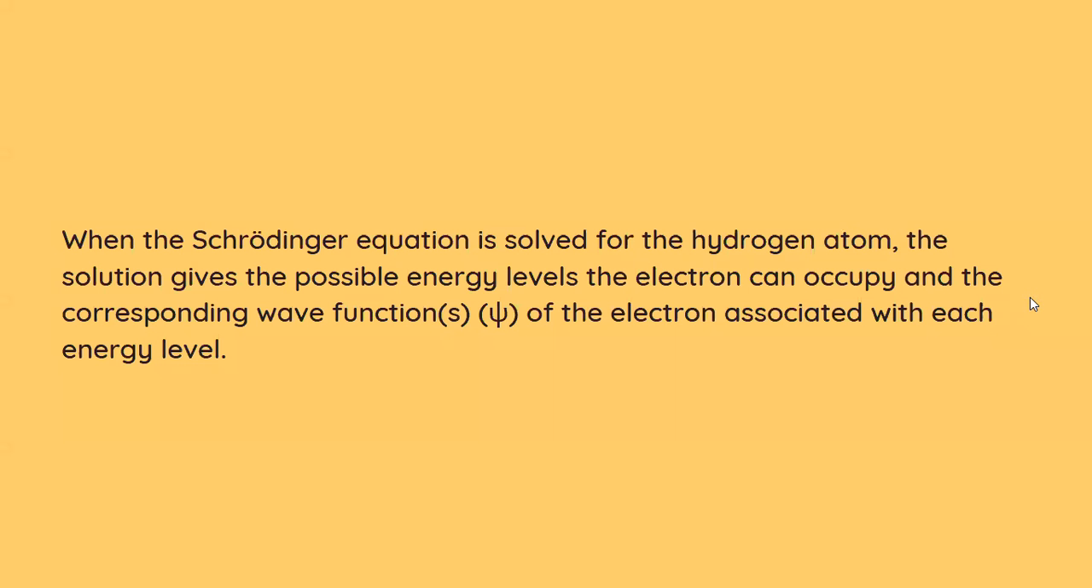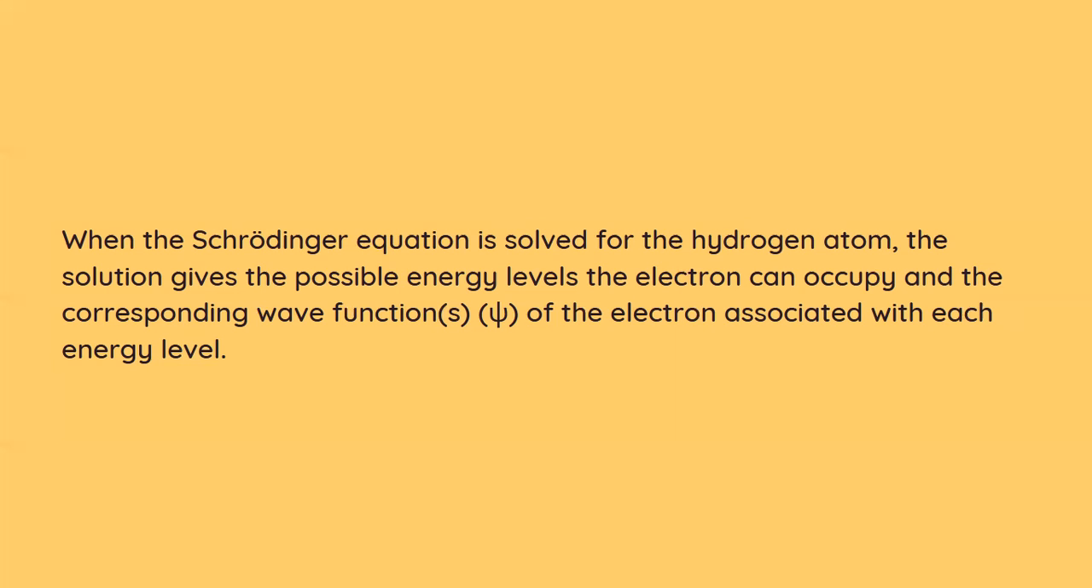So when Schrödinger's equation was solved for the hydrogen atom, it gave us the information about the various energy levels that the electron can occupy. This particular value was called an eigenvalue. So these values of energy, E, were called eigenvalues, whereas the corresponding wave functions, that is psi, the energy is not psi, E is energy, are called eigenfunctions.